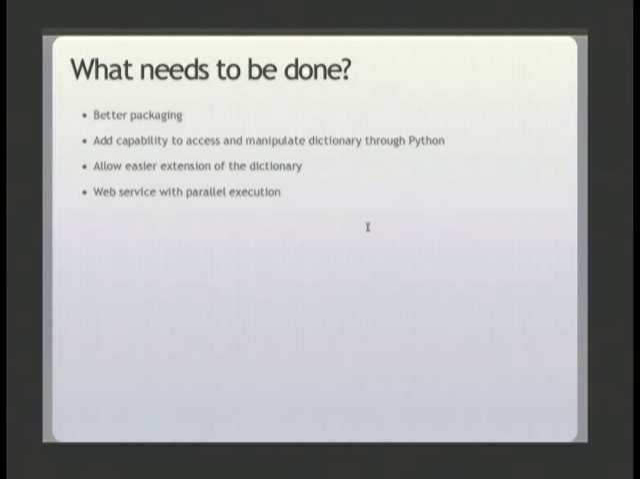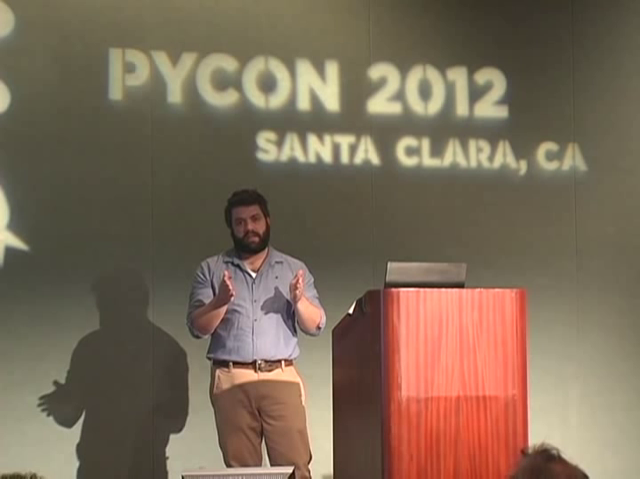Something else that we will probably do: it operates comfortably fast, I think, is the phrase that they use. But if you're splitting up a large text and you want to parse all of the sentences serially, it takes an uncomfortably long time. So something we're looking at doing is exposing it via web service with parallel execution. You send a text in, it splits it into sentences, parses those in parallel and returns the results. Of course, there's no relationship between the sentences for the parsing, so there's no reason that work can't be done in parallel.